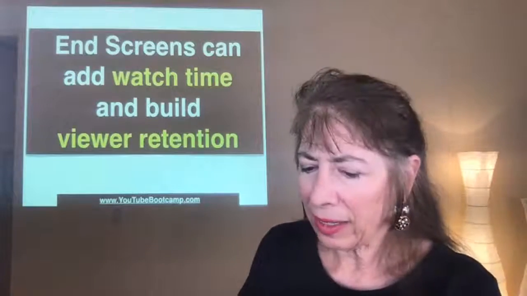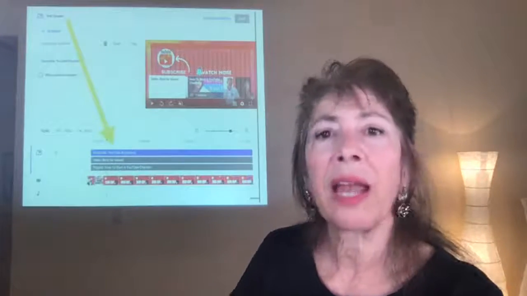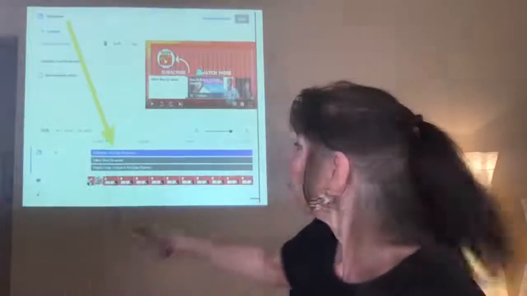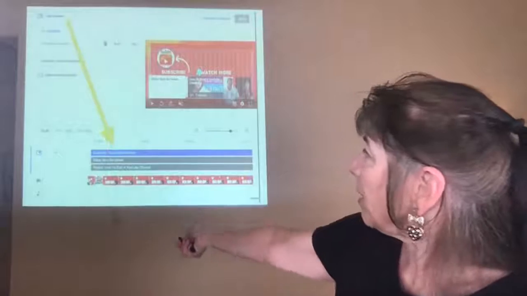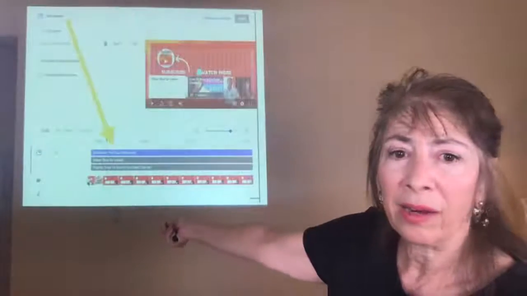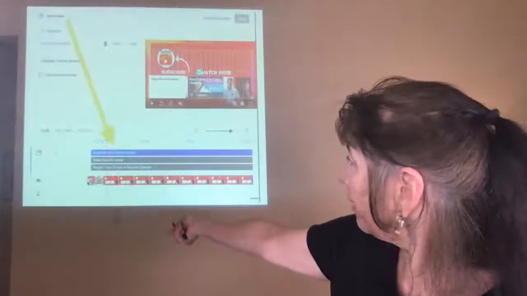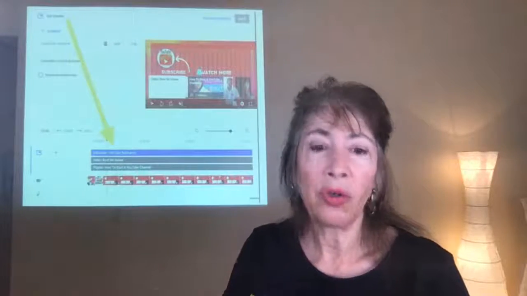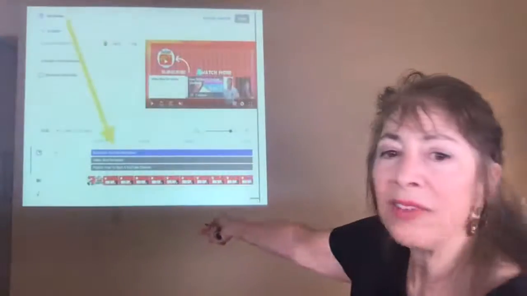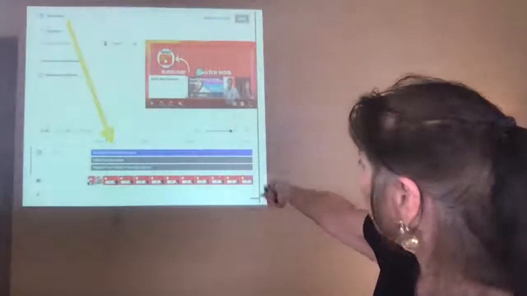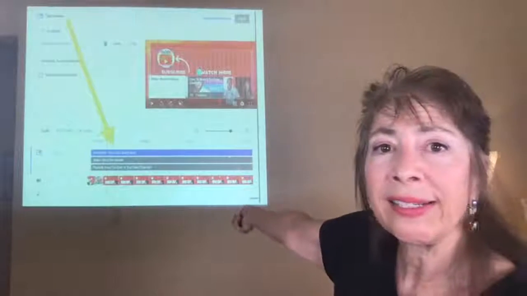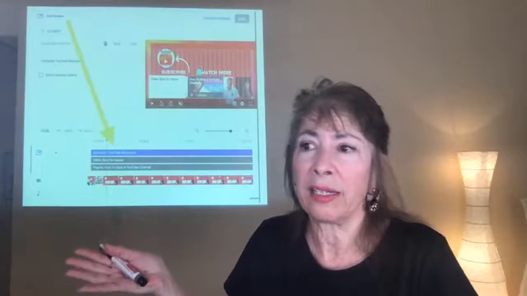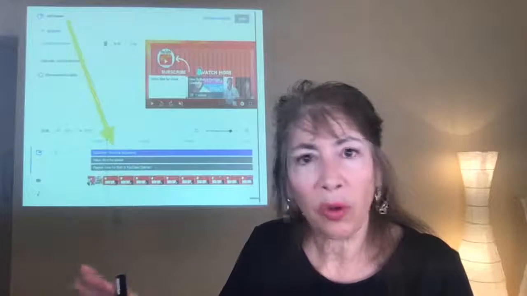Okay, so I'm going to go back a second. The reason I'm doing that is because I also wanted to show you that even though an end screen is 20 seconds, do you see this playhead right here? It's this long bar right there. You do not have to use those 20 seconds. You can drag any of these elements anywhere in that 20 seconds and make it 17 seconds or 10 seconds or 5 seconds. So you don't have to use the whole 20 seconds.